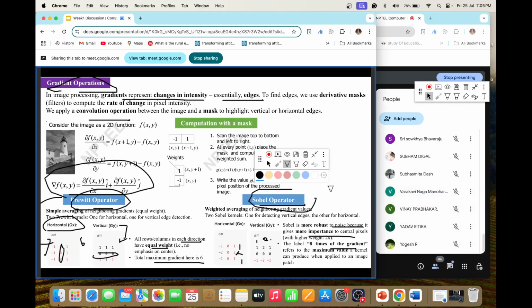So in this slide, what we are discussing is the gradient operation. We use this gradient operation to find the edges. An edge can be found in an image if there is a sudden or abrupt change in the intensity of the image. By that we can know that there is an edge present. For a simple image we cannot do it.